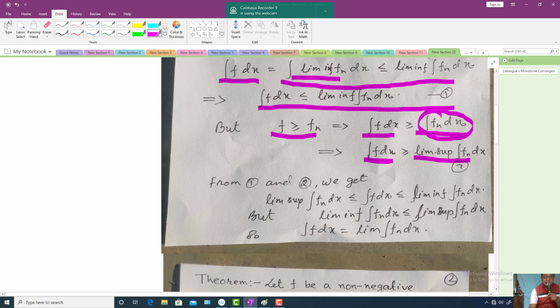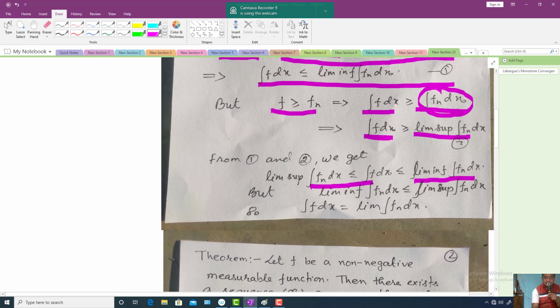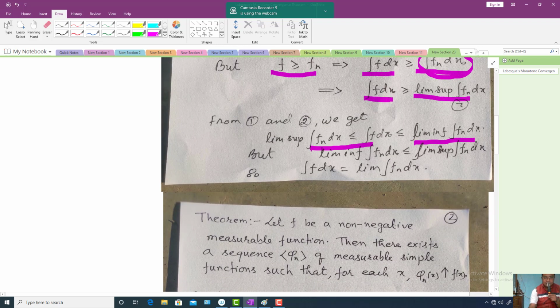So from 1 and 2, what do you get? From 1 and 2, we know that the limit supremum is always greater than or equal to the limit infimum. So what do you get? The limit supremum of the integral of fn dx is less than or equal to the integral of f dx, but this one is less than or equal to the limit infimum of the integral of fn dx. This is from 2 and this is from 1. So you get this combined inequality.